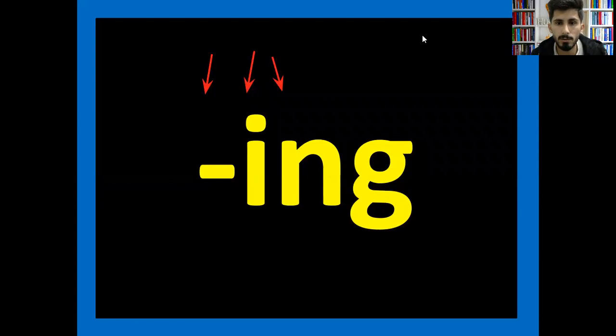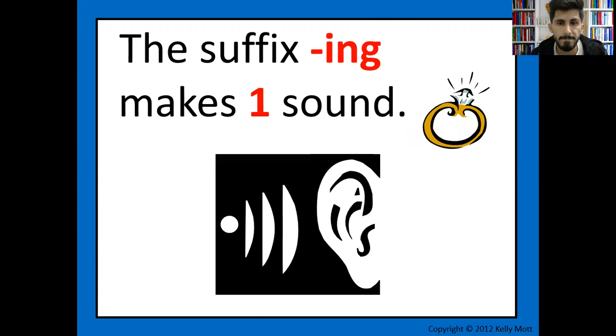Now, dear students, we've got the same case with ing. The suffix ing makes one sound, but there's one different thing. With ed, we said ed makes three different sounds, which are d, id, and t. But the suffix ing makes only one sound, which is ing.